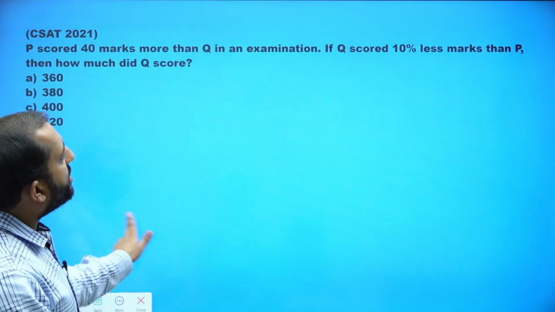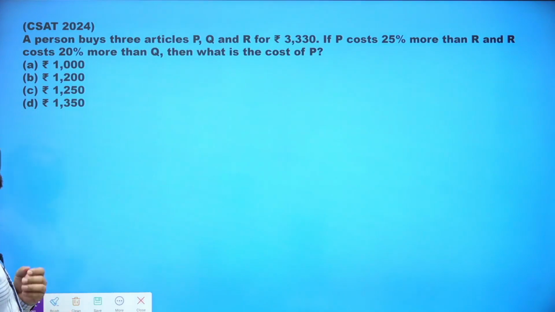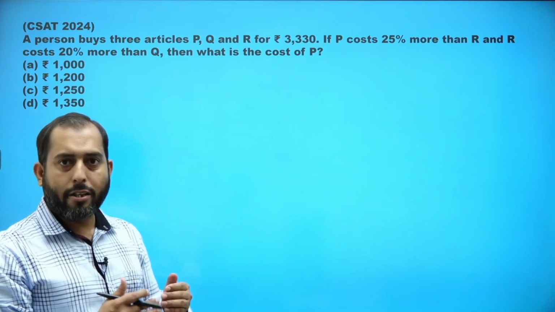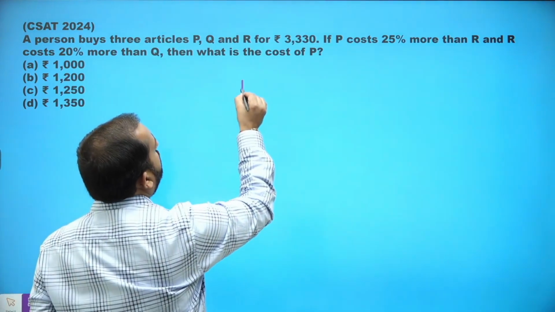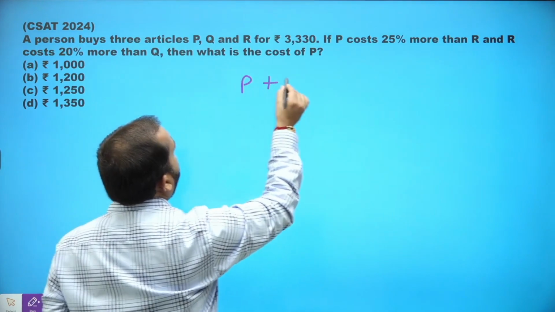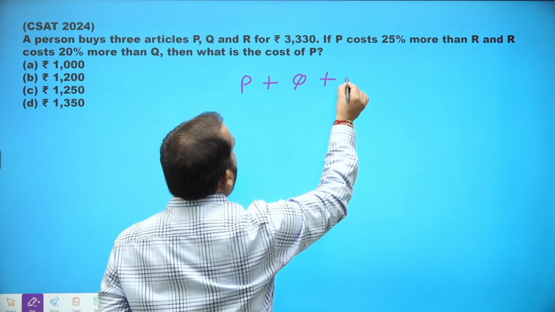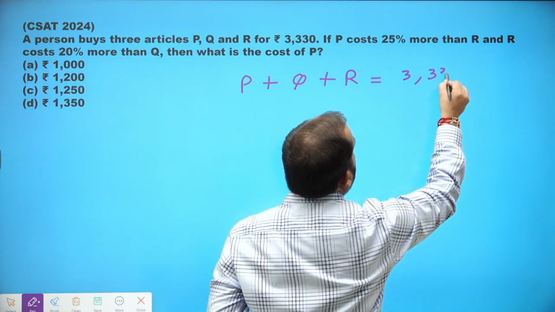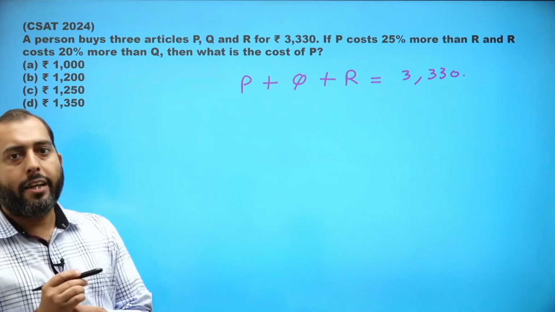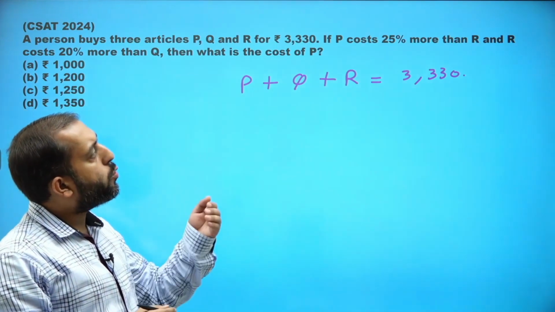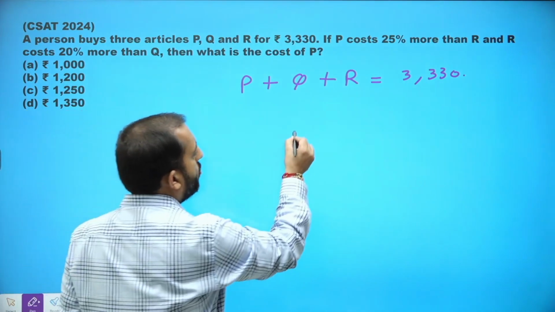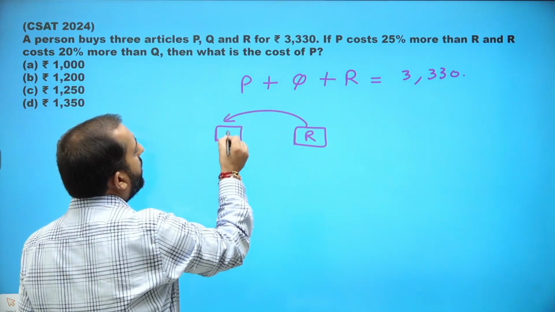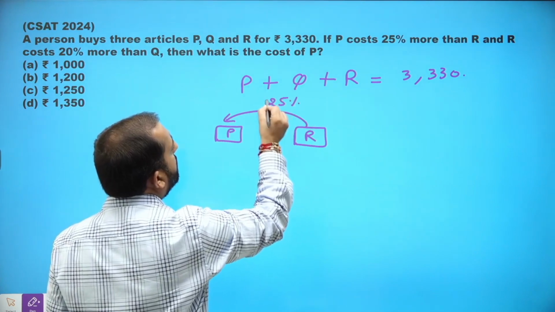Now, the next problem says a person buys three articles P, Q and R for rupees 3330. So if you assume the price of article P to be P only, price of article Q to be Q only, and price of article R to be R only, then the total price is 3,330. The next line says P costs 25% more than R. So in comparison to R, the cost of P is 25% more.